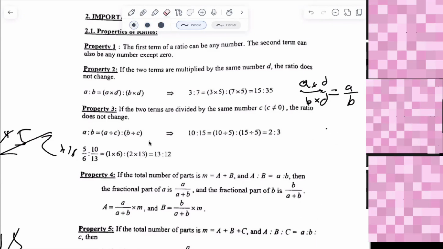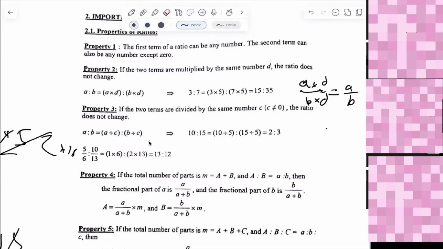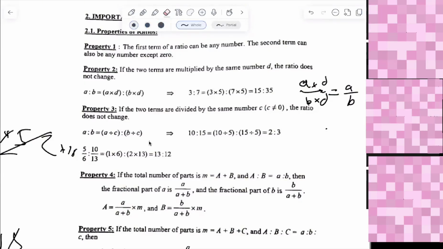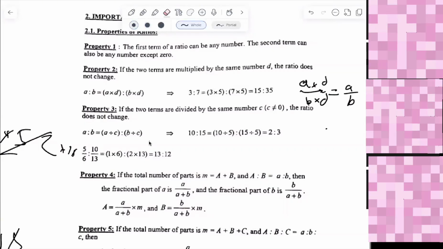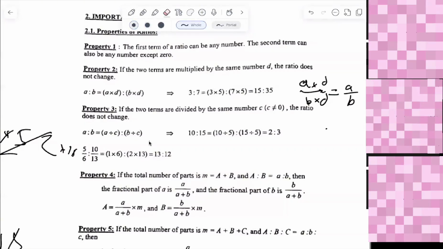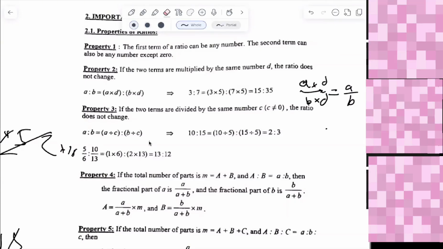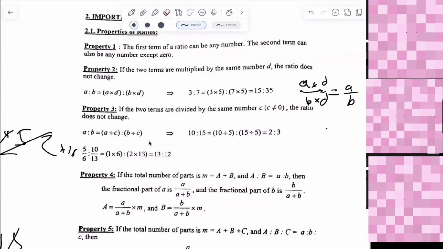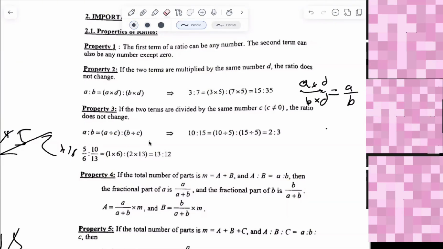Property 4: if the total number of mixed parts is m equals a plus b, and the ratio is a to b, then the fractional part of a is a divided by a plus b, and the fractional part of b is b divided by a plus b. And the amount of a is just a divided by a plus b times m, and likewise for b.